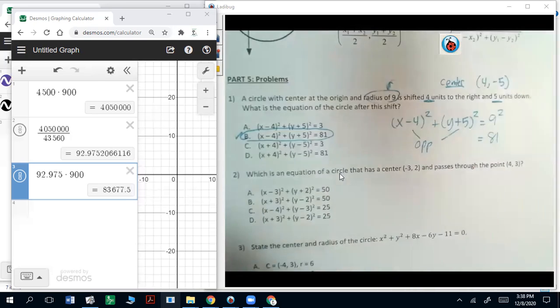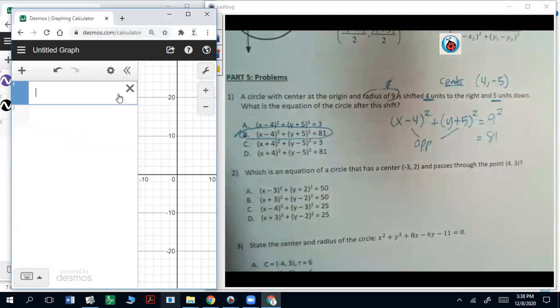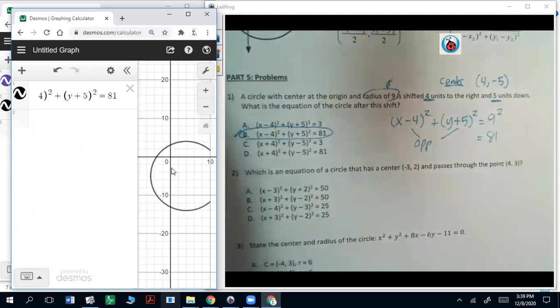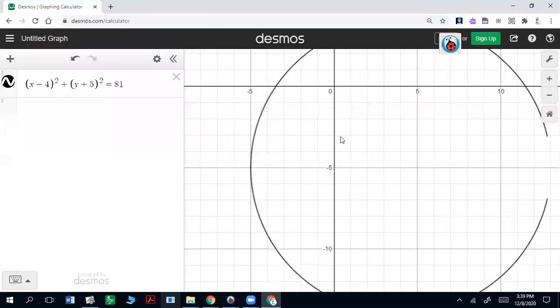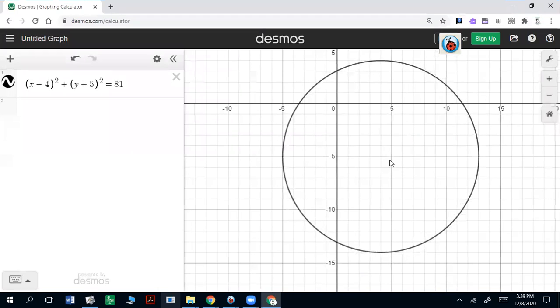On Desmos, you can graph circles. So we'll go ahead and graph what we have here so you can verify that. Let me zoom that out a little bit. So you can see that center is (4, -5), and it does go out what appears to be 9 units. So if you go over to 13 from 4, that is 9 units.